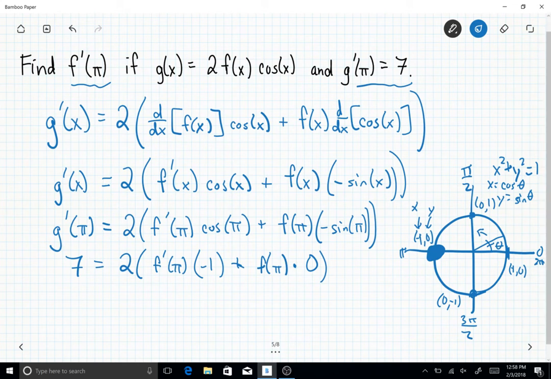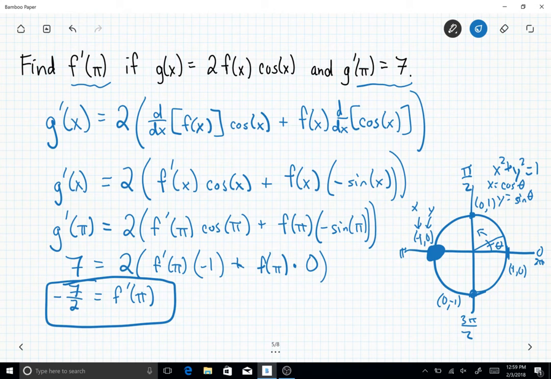Well, we can divide by negative 2 on both sides, and so we get negative 7 over 2 equals f prime of pi as our final answer. So we came up with an answer without even needing to know what the function is. Most people panic because they don't know what f is. You don't need it in this case. And that's what we try and build, some abstract thinking there.